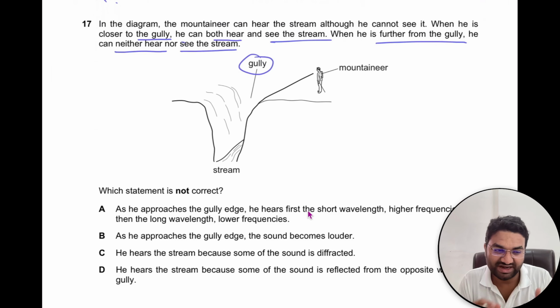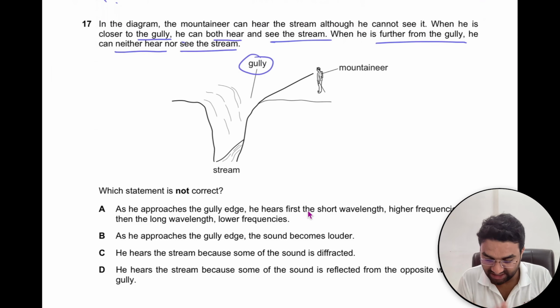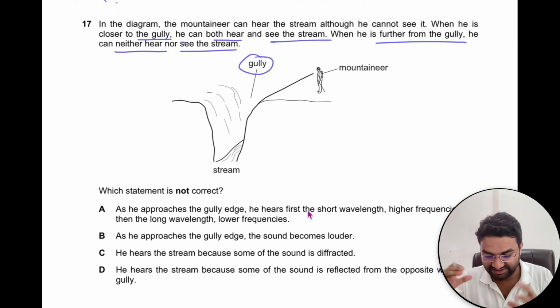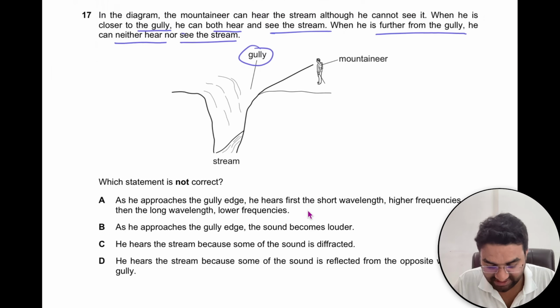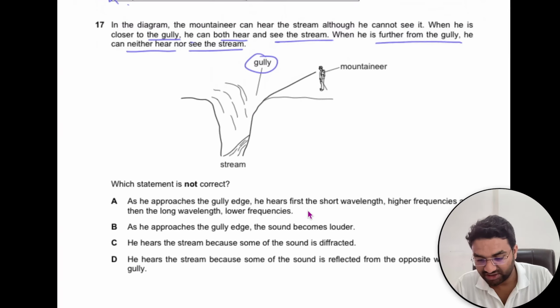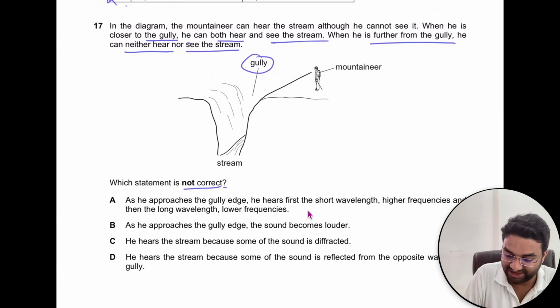One is far away from the gully, right? Cannot hear and see the stream, right? Closest to the gully, basically can hear but cannot see the stream, isn't it? And at the gully, can hear and see the stream. These are the three conditions. We'll go through the options and jump onto the conclusion which one is the correct one. Here, sorry, not correct, we have to find out.